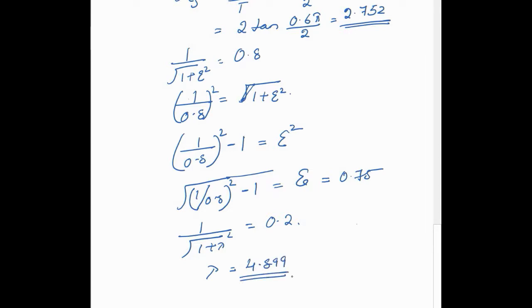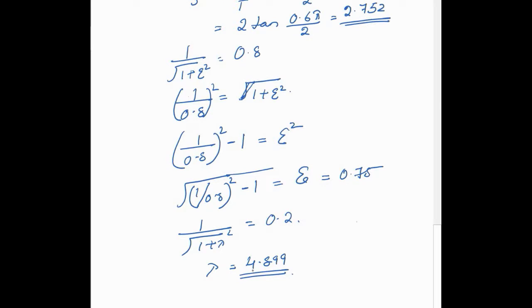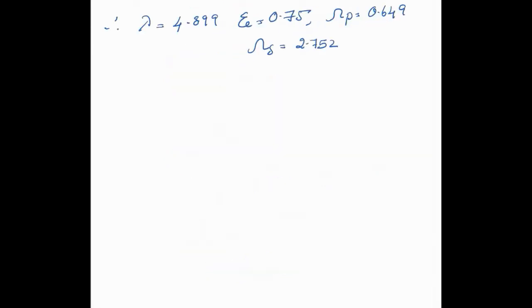Okay, so here now you got epsilon value, lambda value, omega s and omega p. So now you got lambda 4.899, epsilon 0.75, omega p 0.649, omega s 2.752. Okay, now you have to find the value, the order. So in a Butterworth you got it as log of.